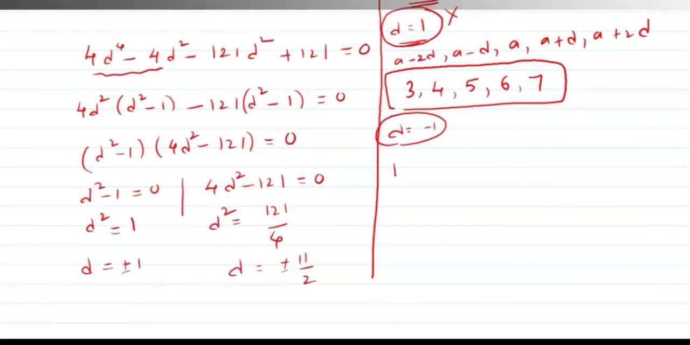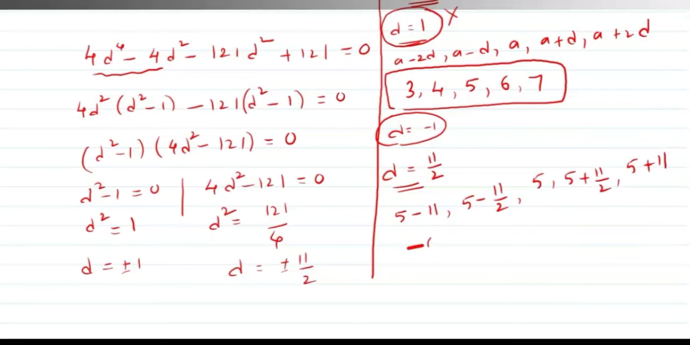So go for d equals 11 by 2. If you take d equal to 11 by 2, the values are 5 minus 2d, 2 into 11 by 2, that is 11. Next, 5 minus 11 by 2, 5 plus 11 by 2, 5 plus 11. So 5 minus 11 is minus 6. 5 2s are 10 minus 11, that is minus 1 by 2, 5. This is 21 by 2 and 16.